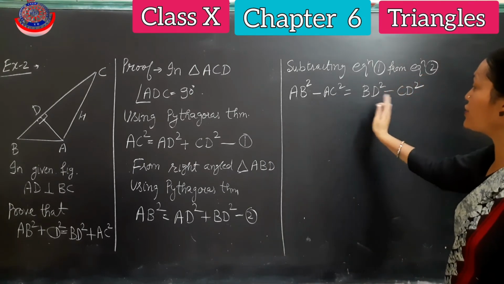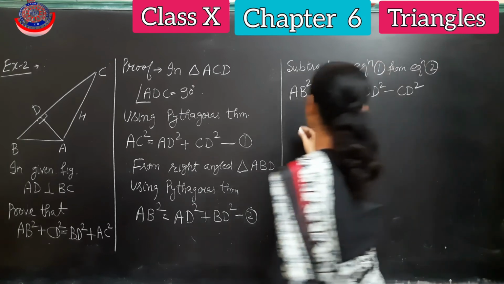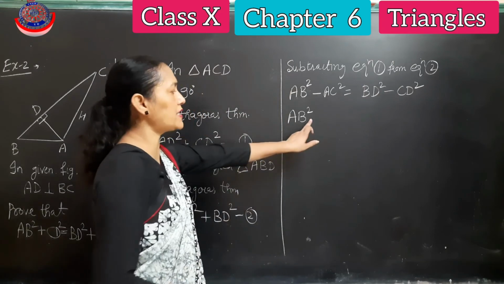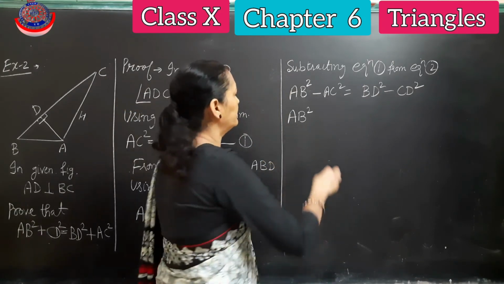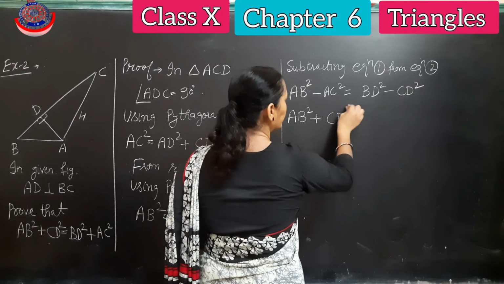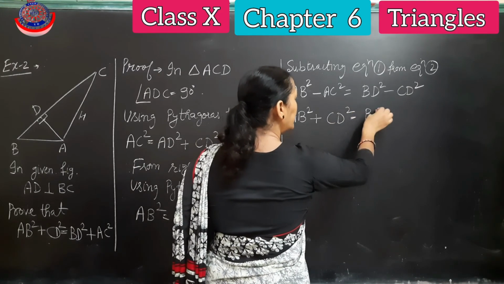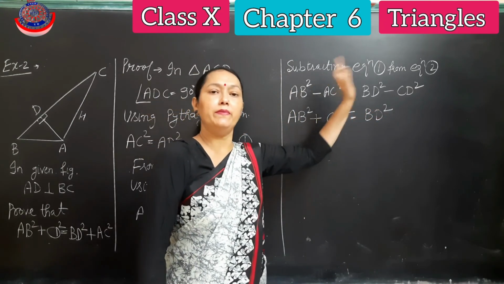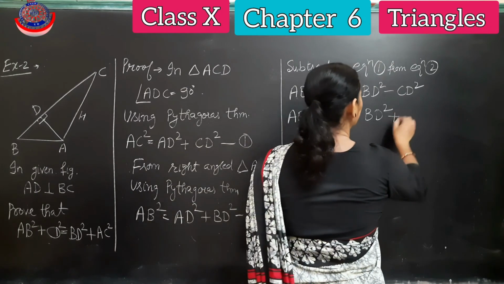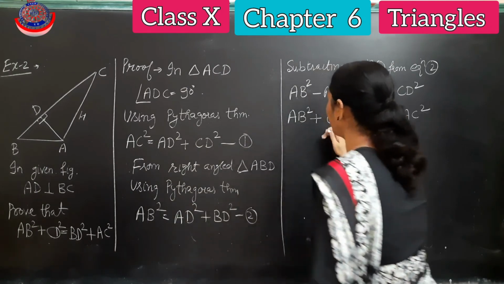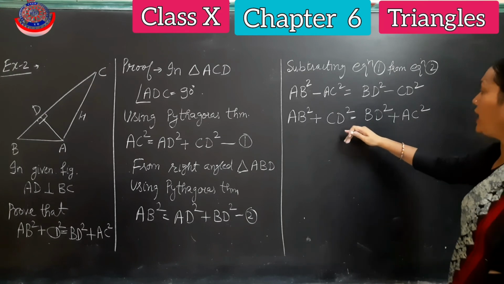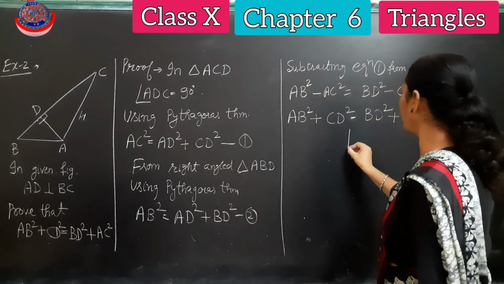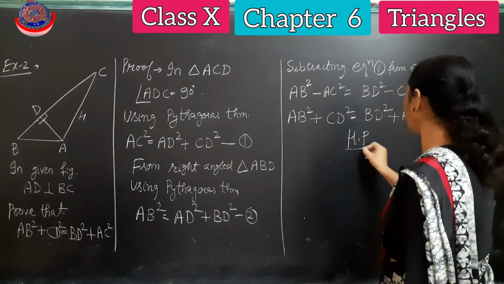Now if we shift the position of negative terms, we will be having AB square, this minus CD square will come to the side and it will become plus CD square. This BD square is already here. So here we will be having BD square, minus AC square will become plus AC square. Now just look at the result that we have proved and look at the result which was being asked. Is it same? So we have proved the required equation.